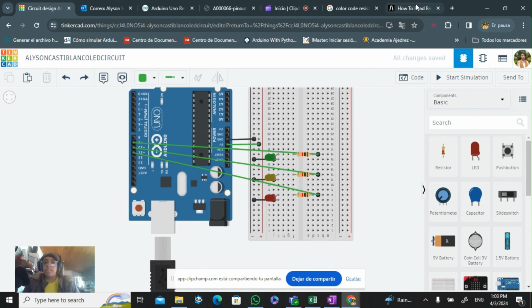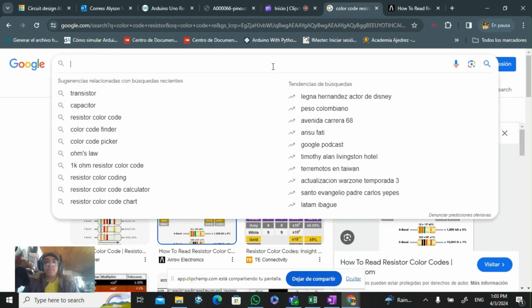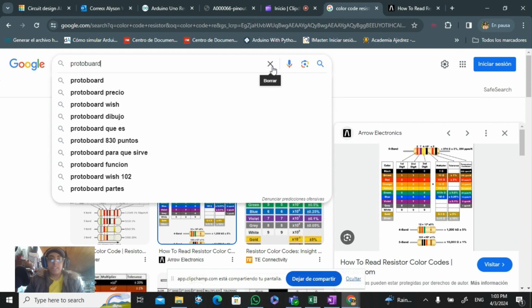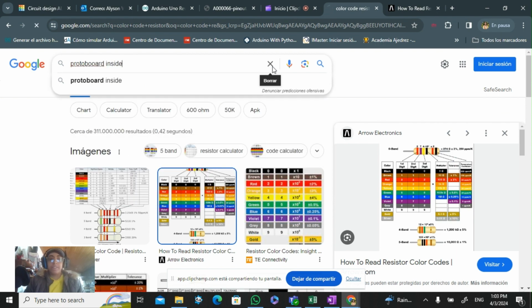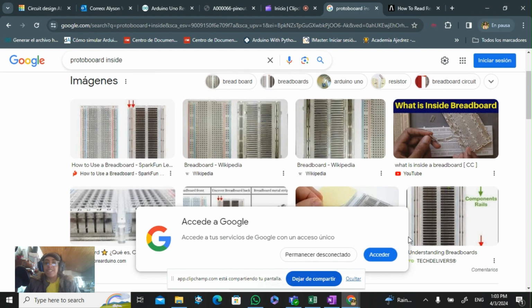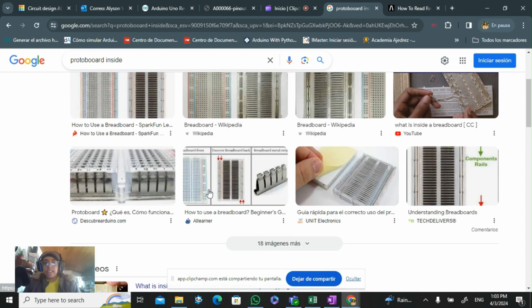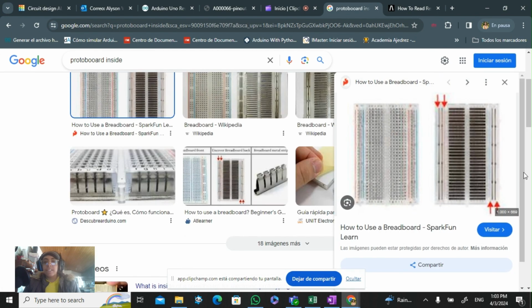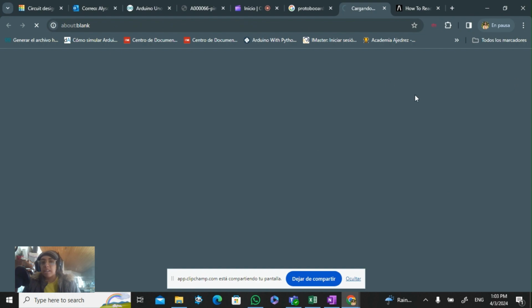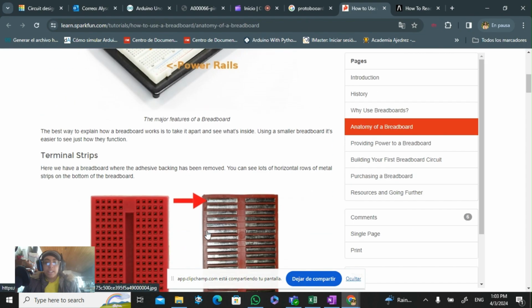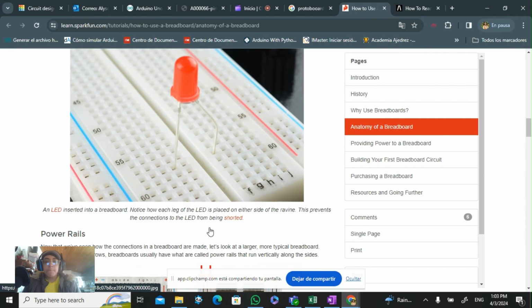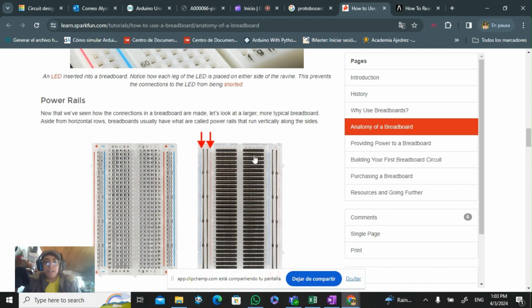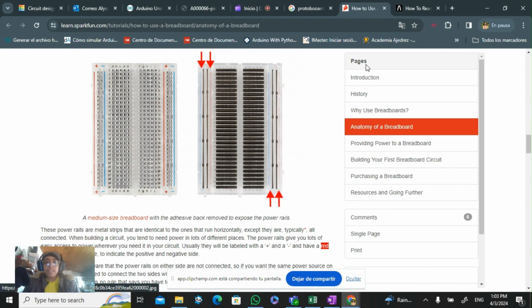So now how does the protoboard work? The protoboard is very simple. I'm going to type here protoboard inside, so I'm going to show you how it looks. The protoboard inside is a series of different metallic bars, and inside of these bars you will have this. So focus on this. Inside of our protoboard we have the bus.